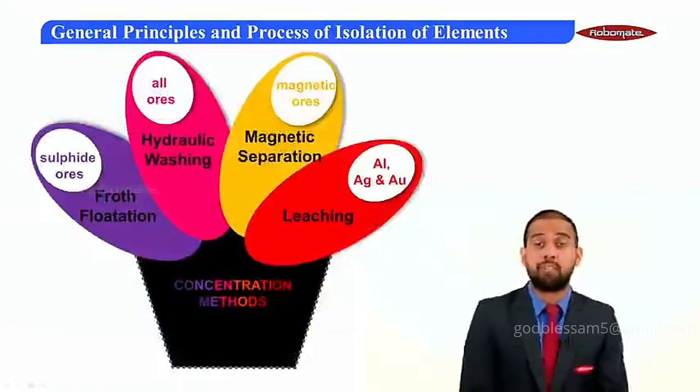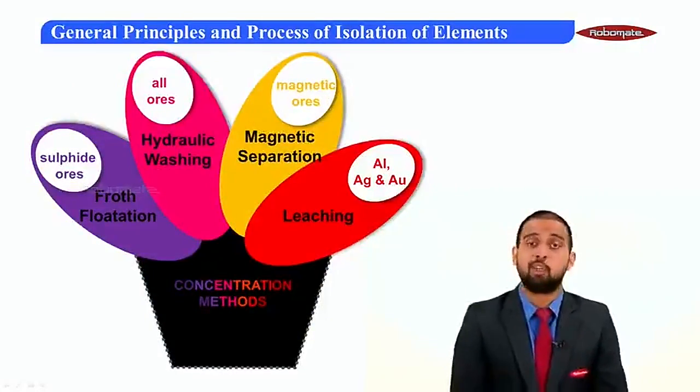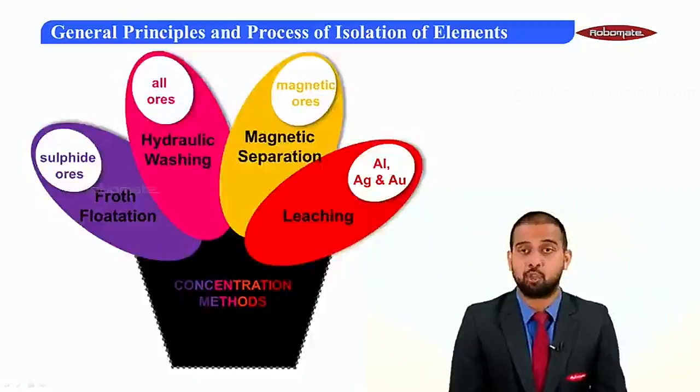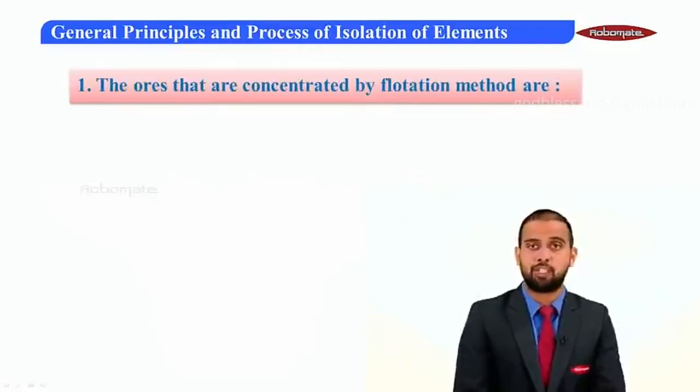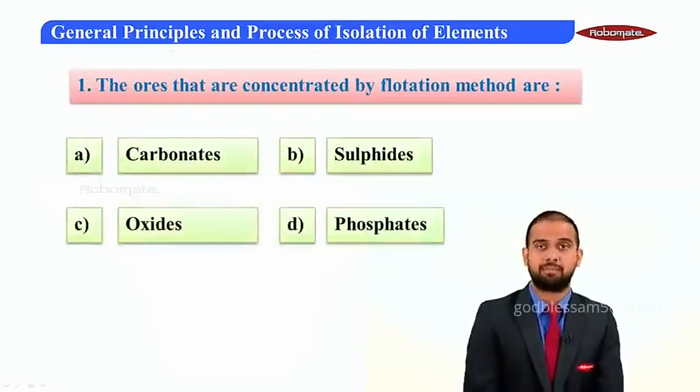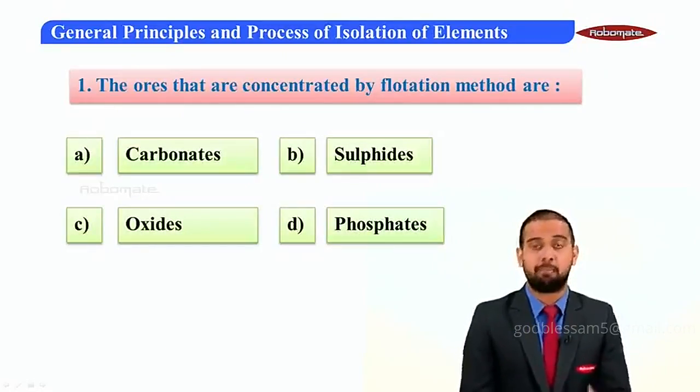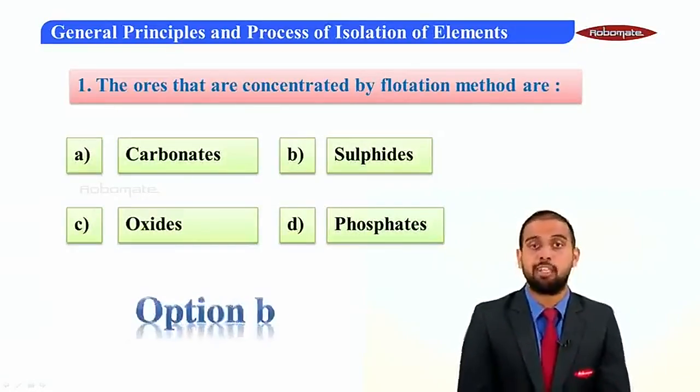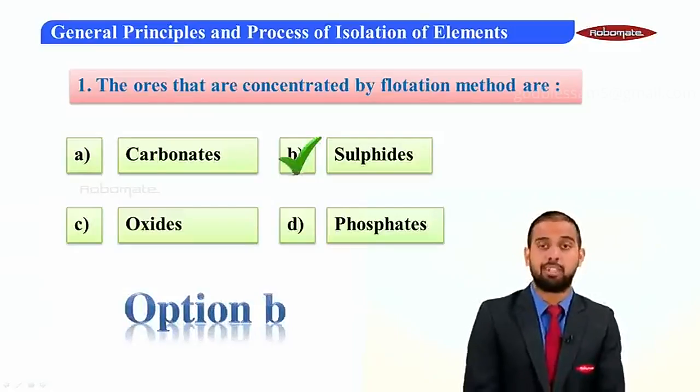So we have done with three methods so far. Let us see some of the questions that can be asked based on froth flotation. The very first question is, the ores that are concentrated by froth flotation techniques are... It's very simple. As I said, it can be used only for sulfide ores. So the right option is B.